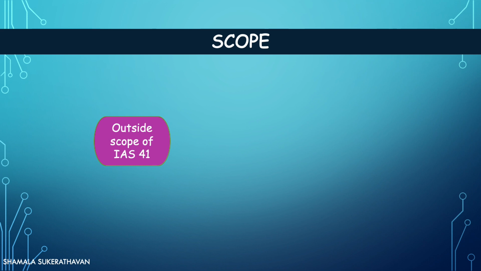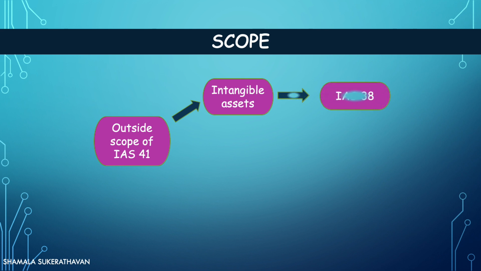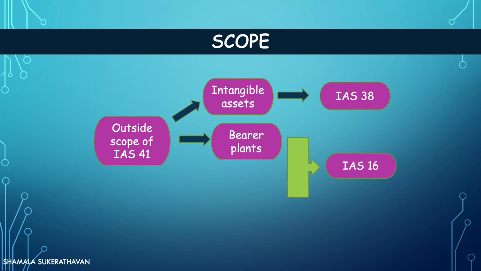The following assets are outside the scope of IAS 41. 1. Intangible assets such as production quotas shall be accounted in accordance with IAS 38 intangible assets. 2. Bearer plants fall within the scope of IAS 16 property, plant and equipment. 3. Land used for agriculture also falls within the scope of IAS 16.